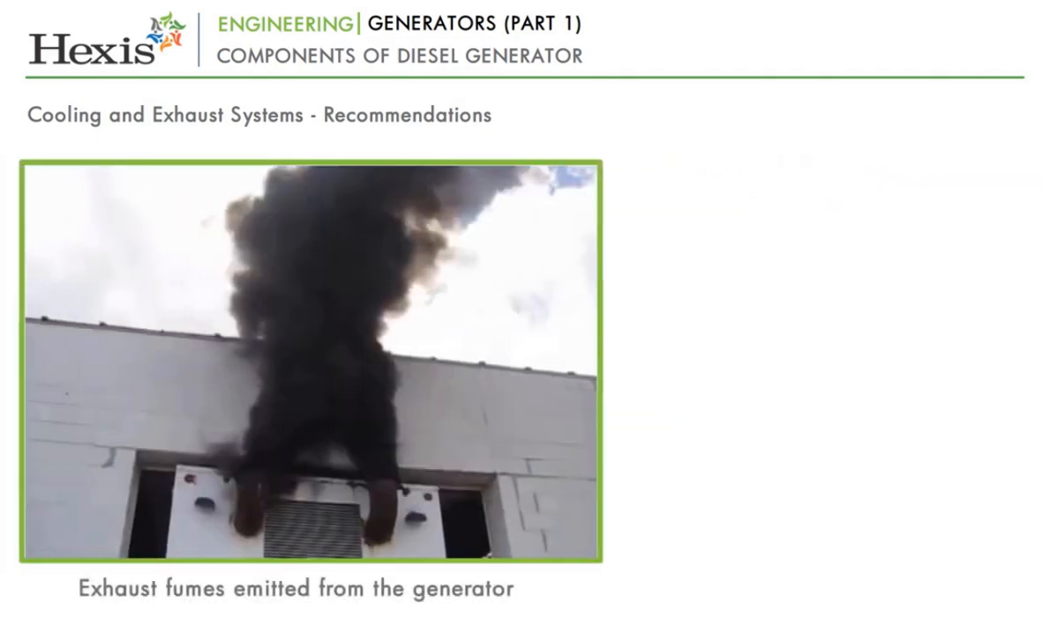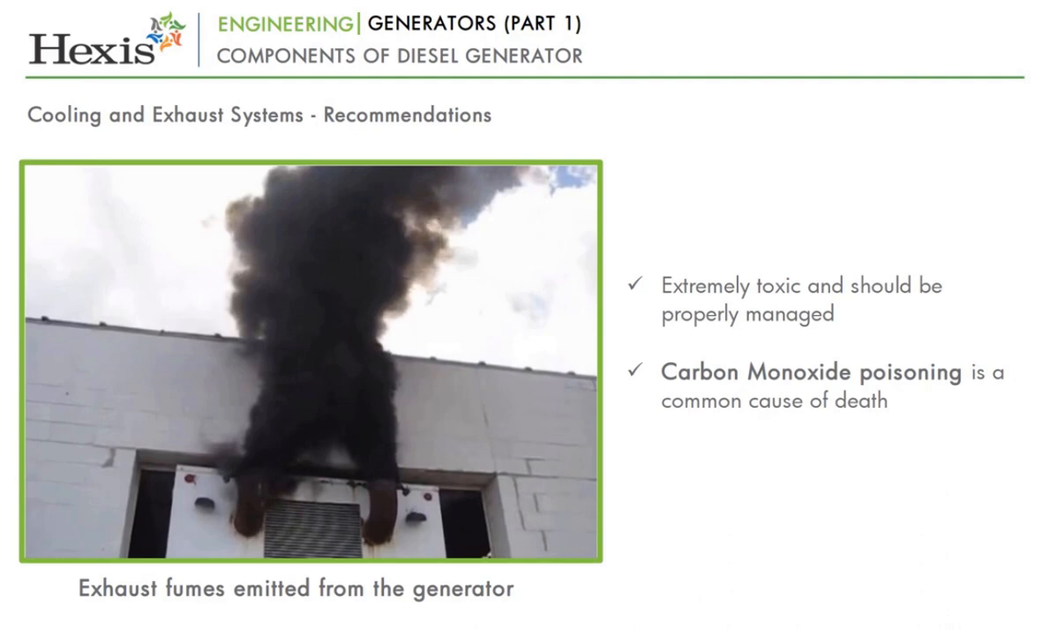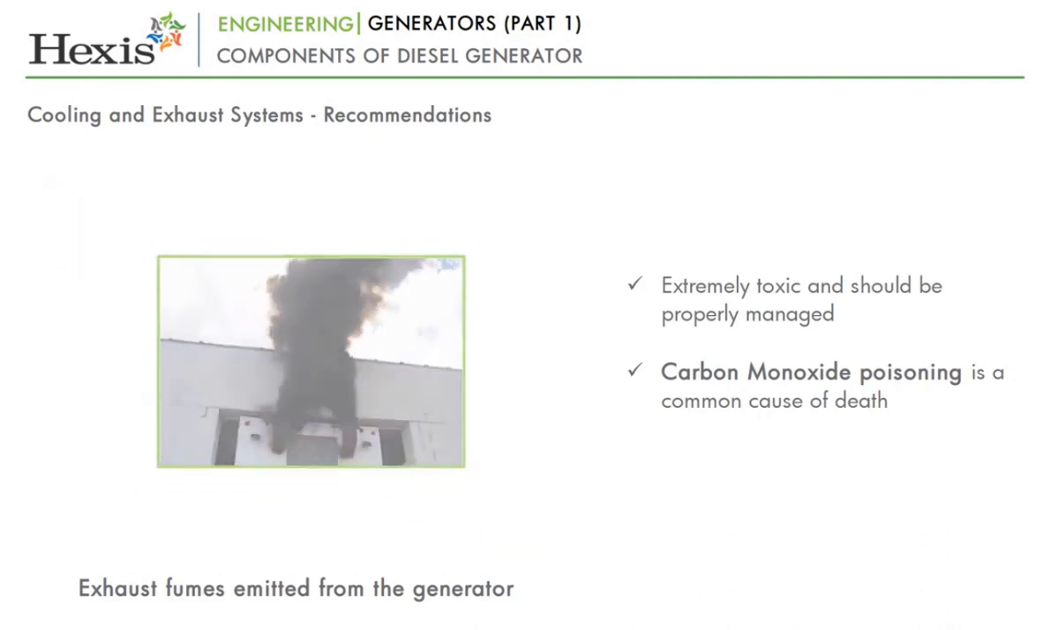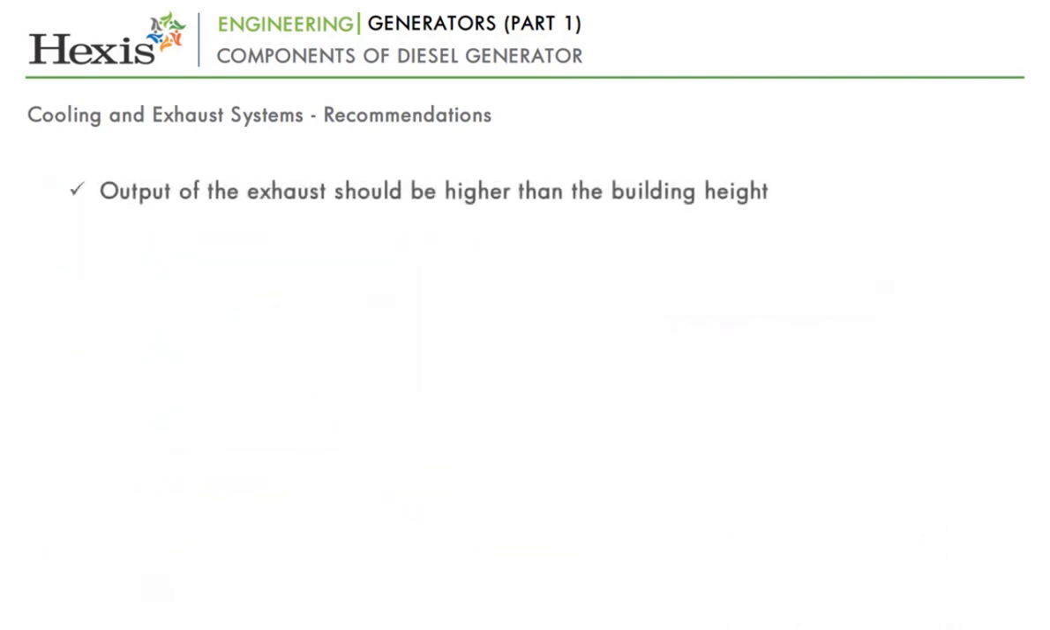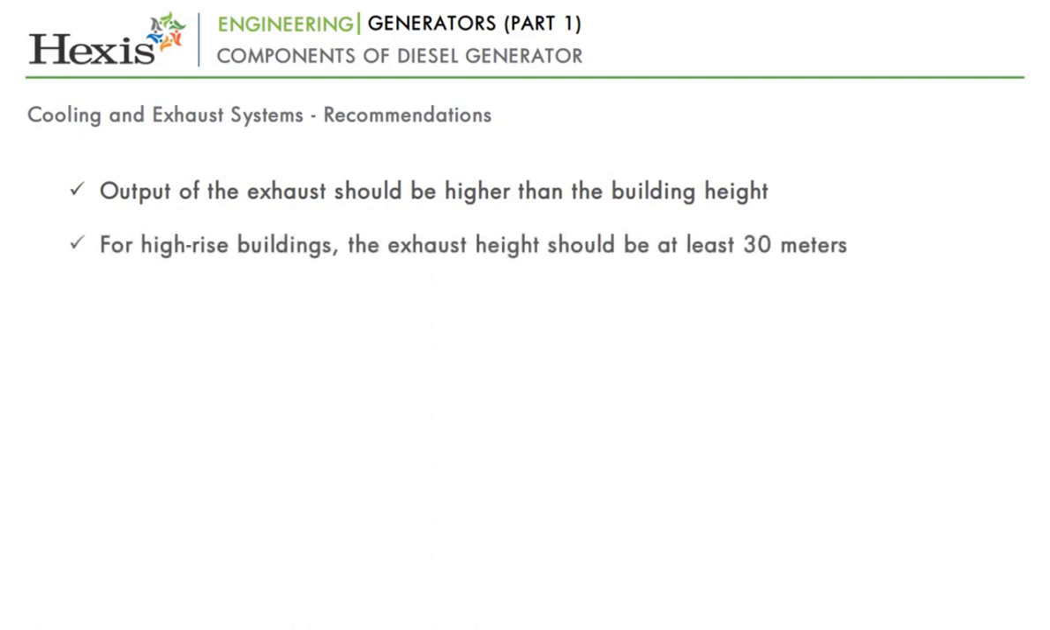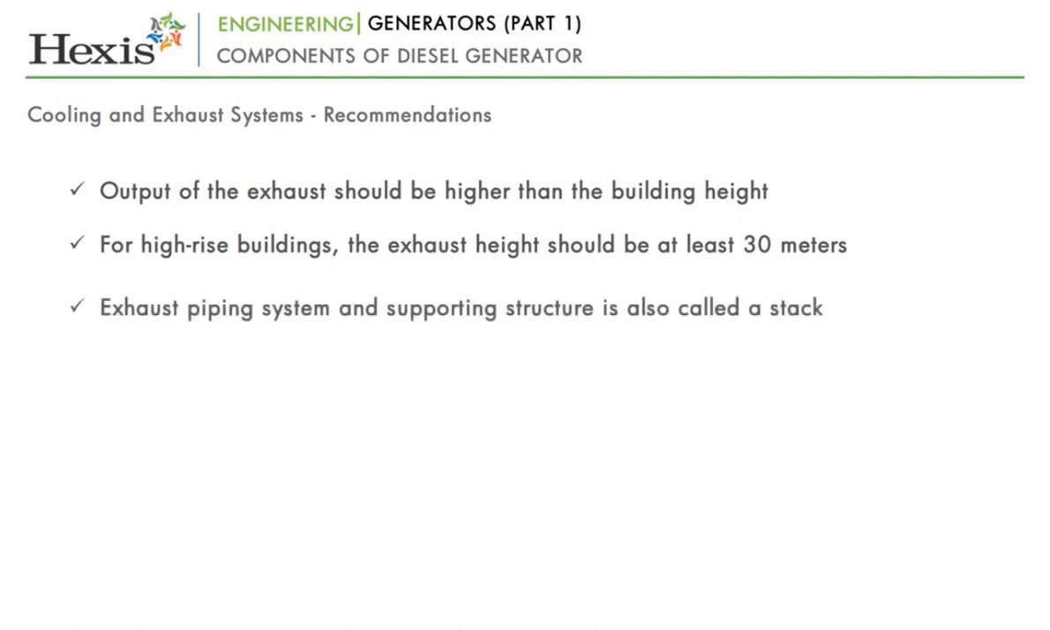The exhaust fumes emitted from the generator are toxic and so they should be properly managed. Carbon monoxide released from these generators is highly poisonous and is one of the most common causes of death. The output of the exhaust manifold should be connected to exhaust pipes extending vertically with its discharge point higher than the building height. For high-rise buildings, the exhaust height should be at least 30 meters. The exhaust piping system and the supporting structure is also called a stack. The annual testing of exhaust gases may need to be done.